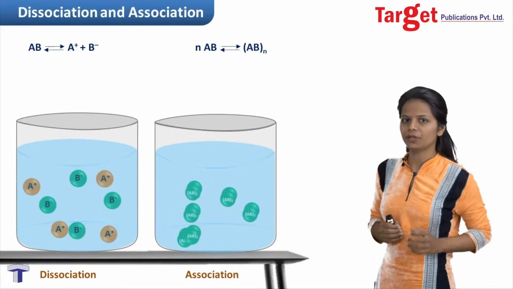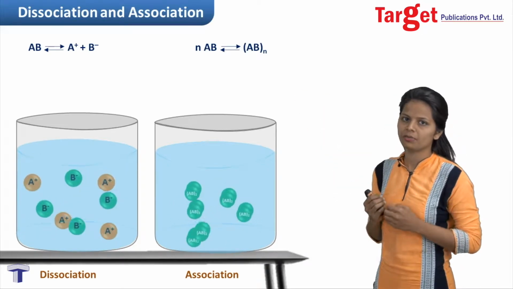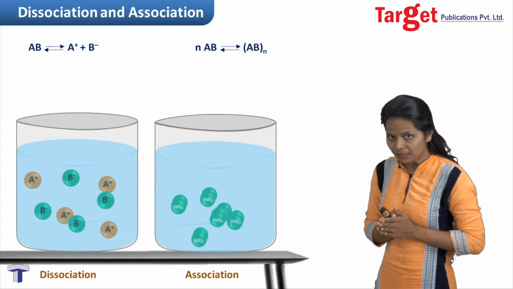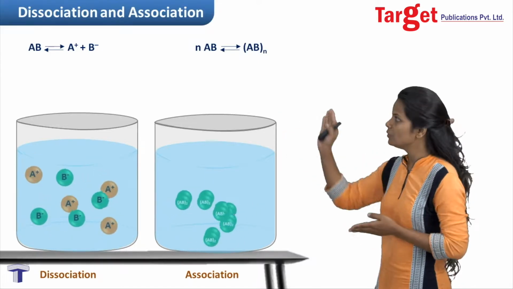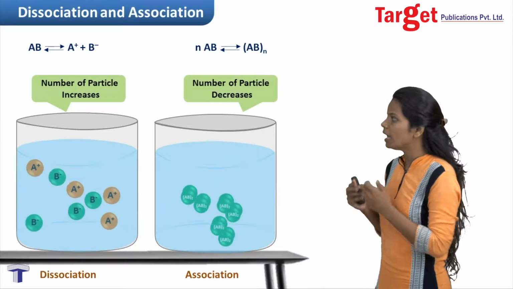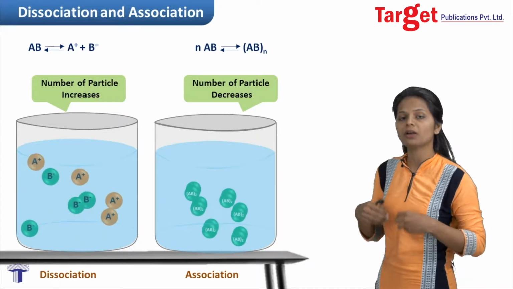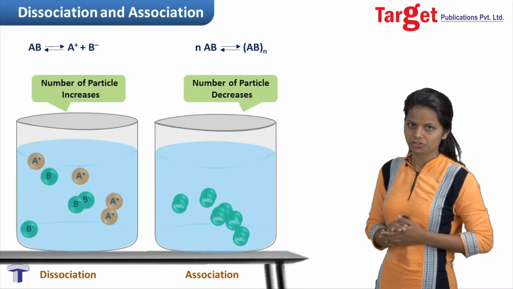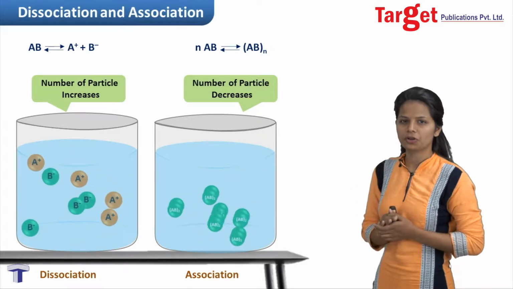So what exactly do we understand by dissociation? If you have a solute particle which is represented by AB, that solute is going to be dissociated into its constituent ions, which are A plus and B minus. And hence in this case, the number of solute particles after being dissolved in the solvent is going to increase in case of dissociation.